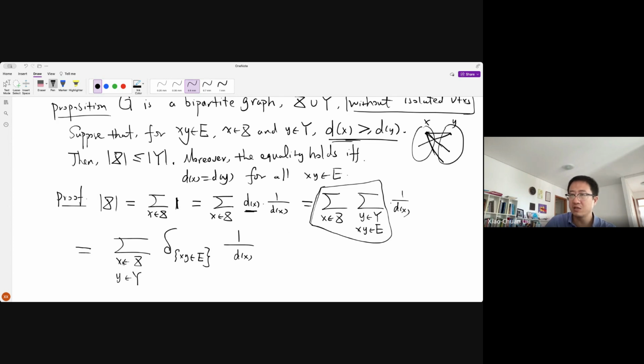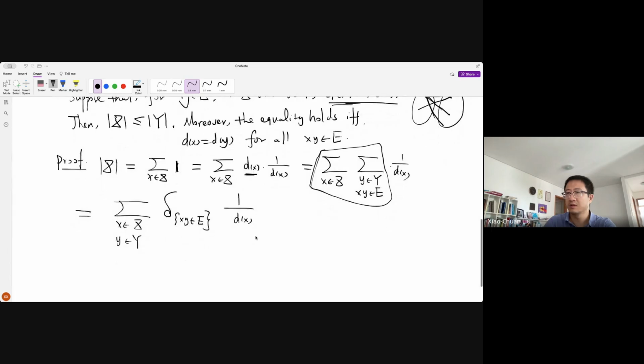I choose all possible x in X and y in Y, but sometimes the term is 0. If xy is an edge, the term is 1. If xy is not an edge, I put 0. It does not add anything. So formally I added more terms, but many terms are 0, and the ones that are not 0 are exactly the original ones. I changed nothing.